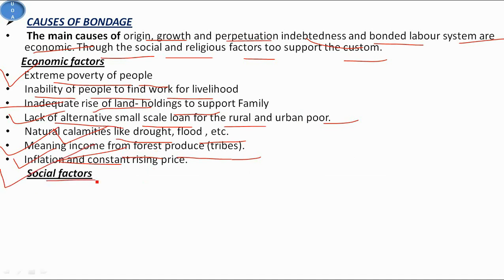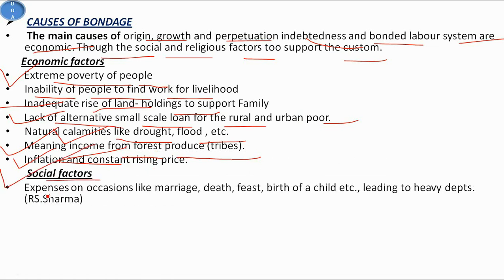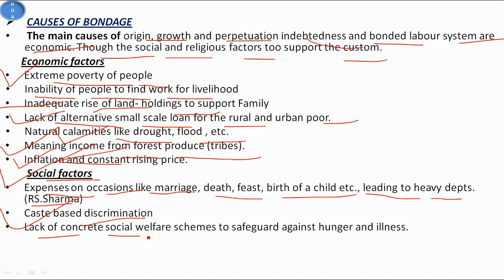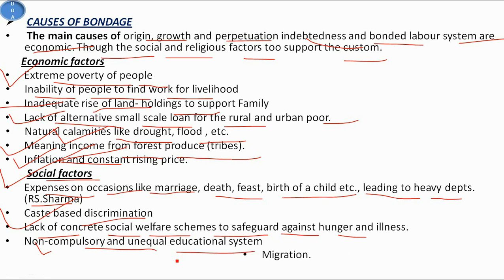Now we see the social factors. The first social factor is expenses on occasions like marriage, death, feasts, birth of a child, etc., leading to heavy debts, which is said by R.S. Sharma. Then caste-based discrimination. Then there is lack of concrete social welfare schemes to safeguard against hunger and illness. Then a non-compulsory and unequal educational system. Then there is migration.